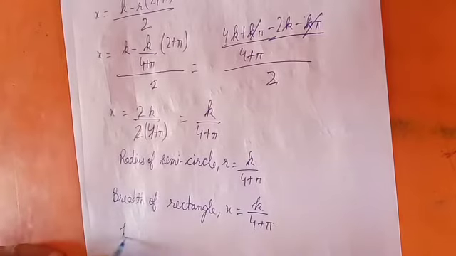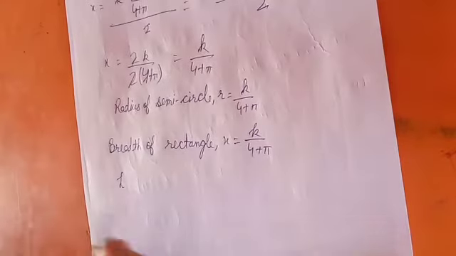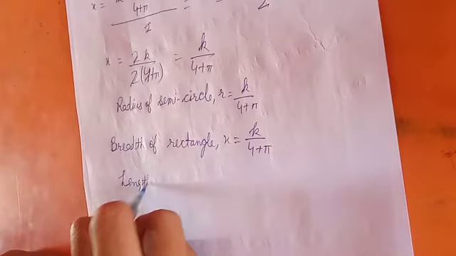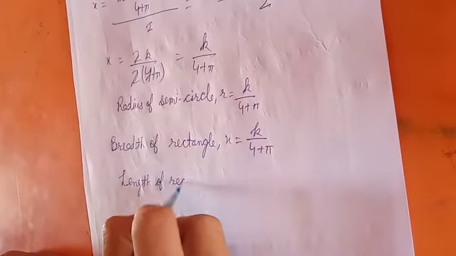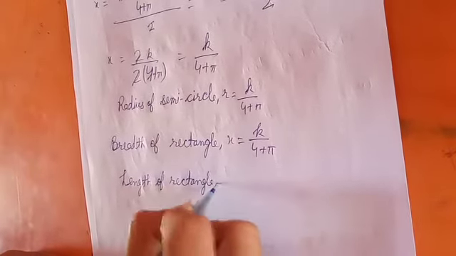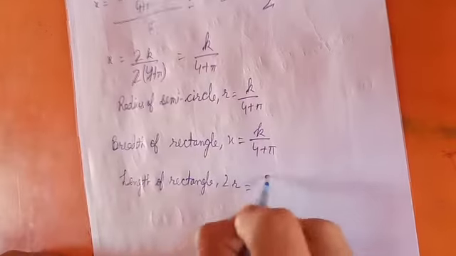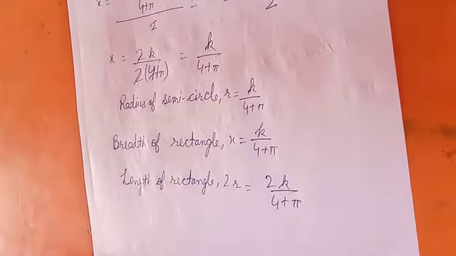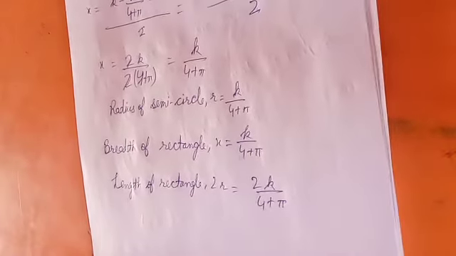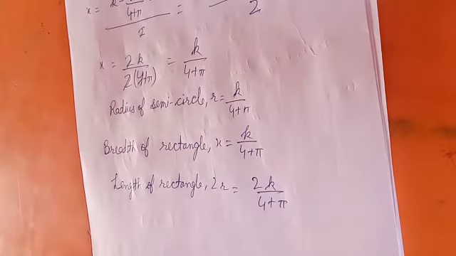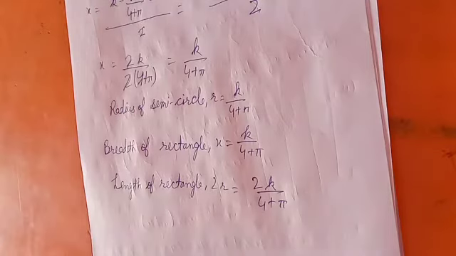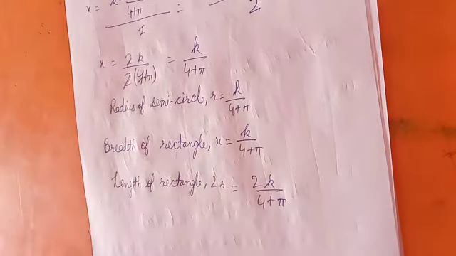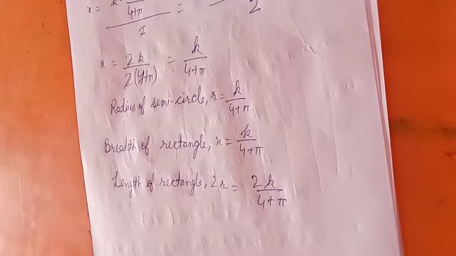And now at last, length of rectangle, that is 2r, that is equal to 2k by 4 plus pi. Okay, so we have found out all of our dimensions for which the area will be maximum.